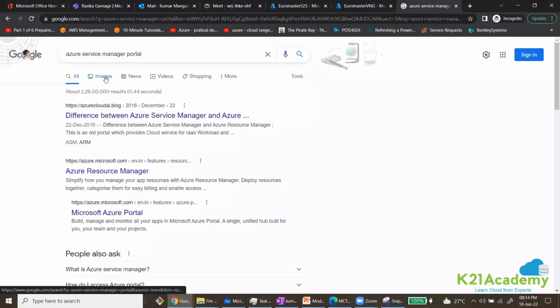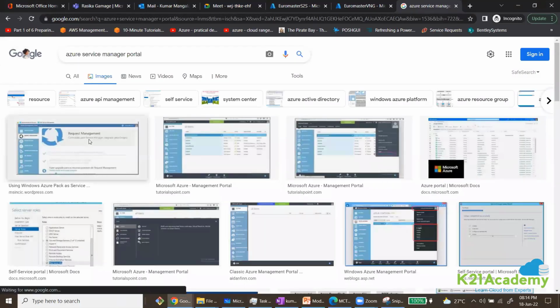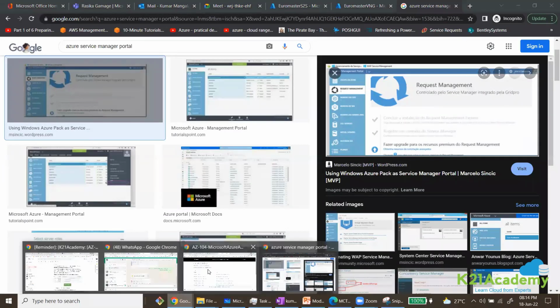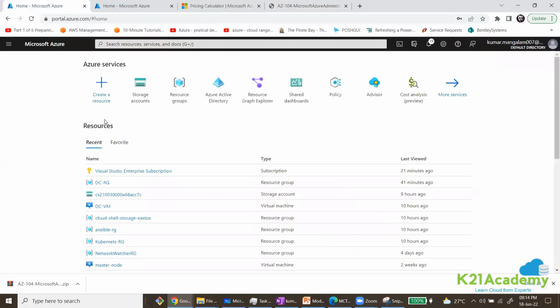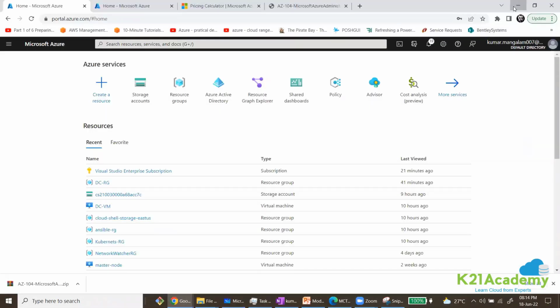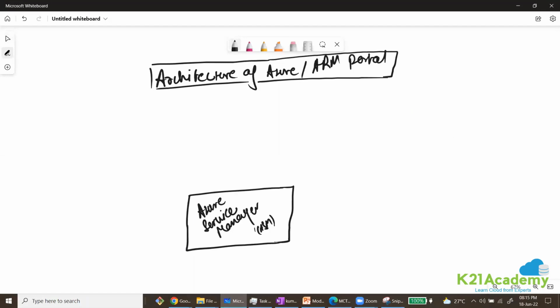We also used to call it the classic portal. It used to look something like this. Right now the portal looks something like this. You will be able to find out there is a huge difference between how this one is looking and how that one is looking. But there are other differences also, apart from how it looks. So let's try to understand that.